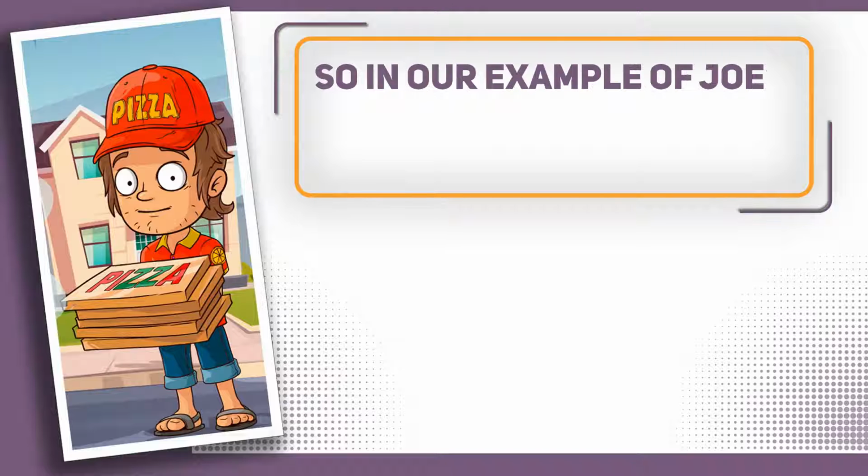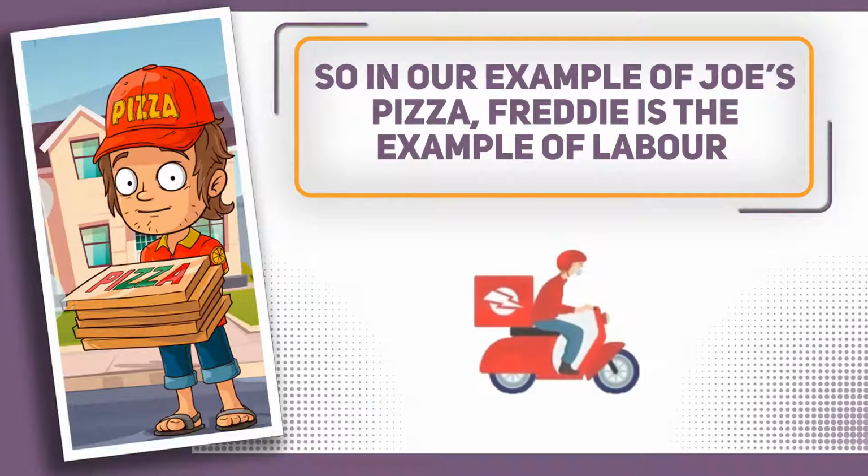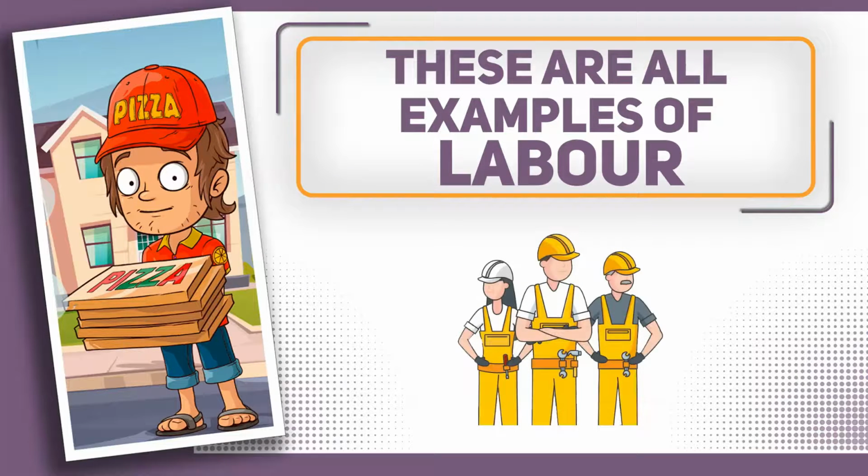So in our example of Joe's Pizza, Freddie is the example of labour here. He needs to be strong enough to roll out the dough and to insert and retrieve the pizza from the oven. But he also needs to know how to make the pizza, how long to cook it in the oven, and a range of other crucial aspects of pizza making. At Joe's, they also have other staff to work the counter, take orders, and receive payments. These are all examples of labour, any human being that does a task to keep Joe's up and running.